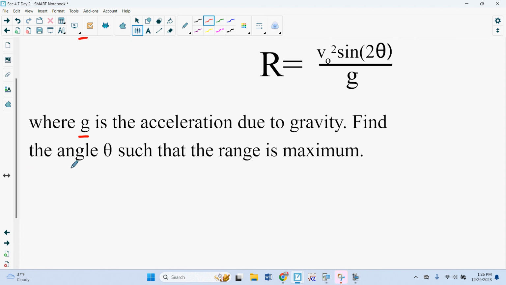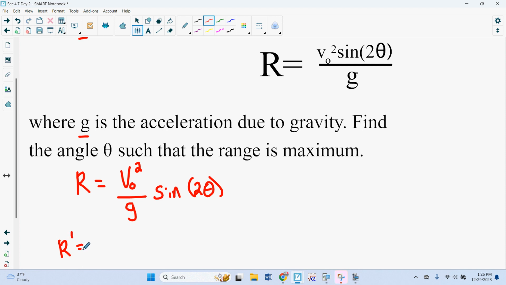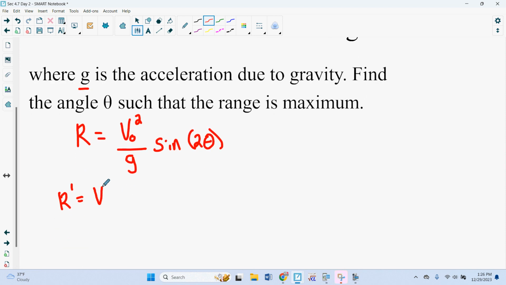So to do that, first thing, we need to find the derivative. Now, I want you to think of this r in a little different form. V sub 0 is our initial velocity. That's a constant. G is our acceleration due to gravity. That is a constant. So really, our function is a constant times sine. So if I want to find the derivative of that, the v sub 0 squared over g just kind of hangs out in front, and then we get cosine of 2 theta times 2.